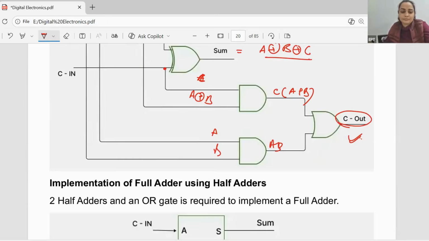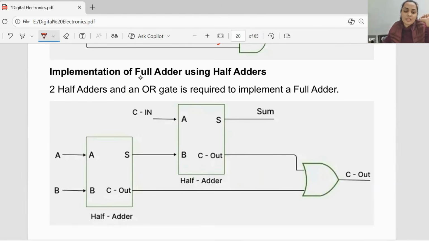Okay, and how will you implement a full adder using half adders? So this is the half adder circuit, right? And this is again a half adder circuit. So this input is given as the carry, and this output will be the sum. We will again perform the sum operation on this.